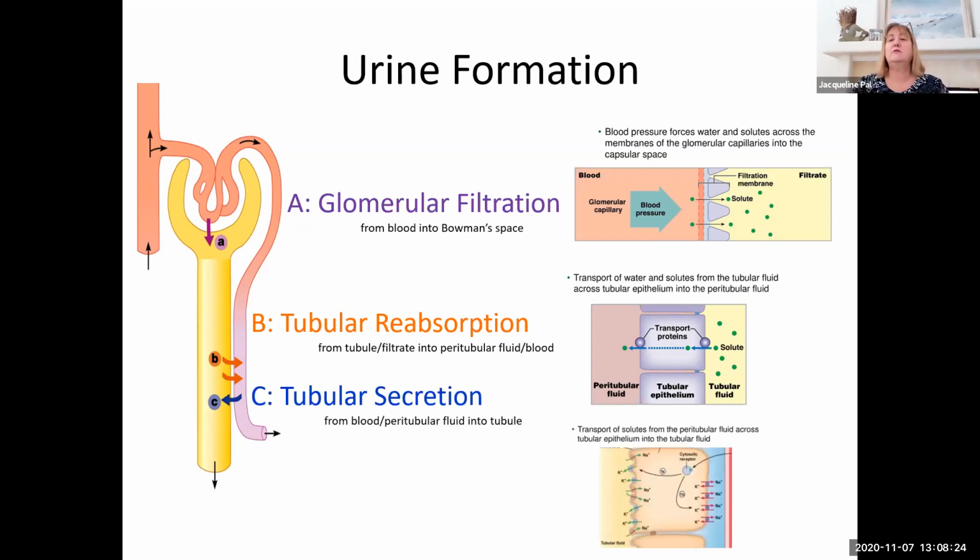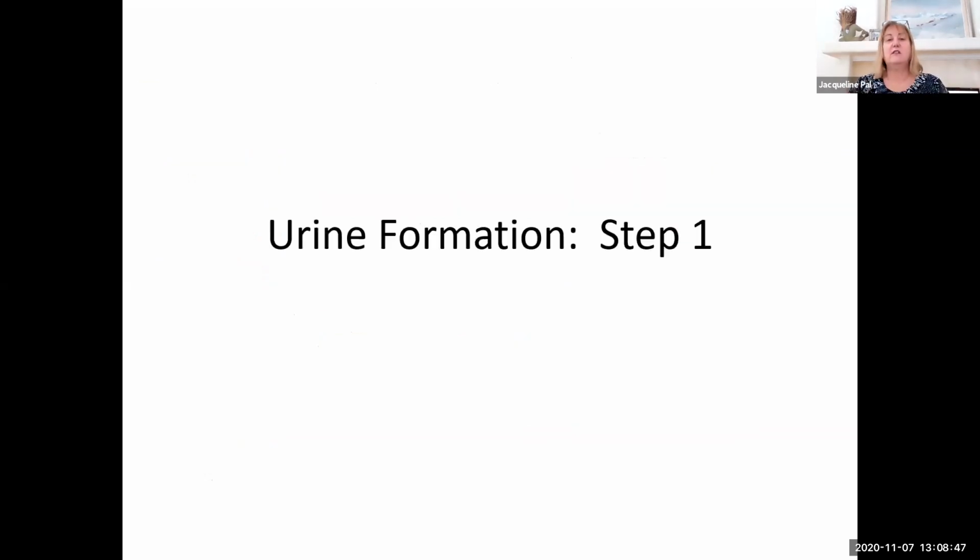And in the third step, known as tubular secretion, this is the final chance where substances that are in the blood or the peritubular fluid can then go into the tubular cells to enter as part of the filtrate. So we're going to take these one by one, and in this video, we're only going to be looking at glomerular filtration, step one.